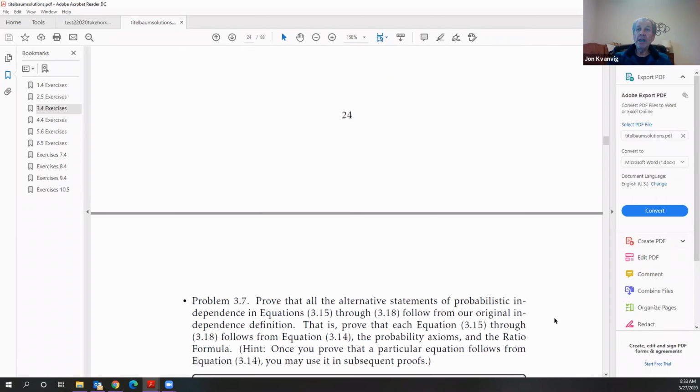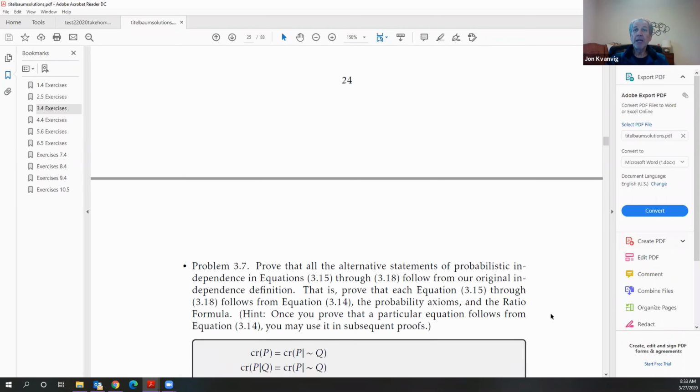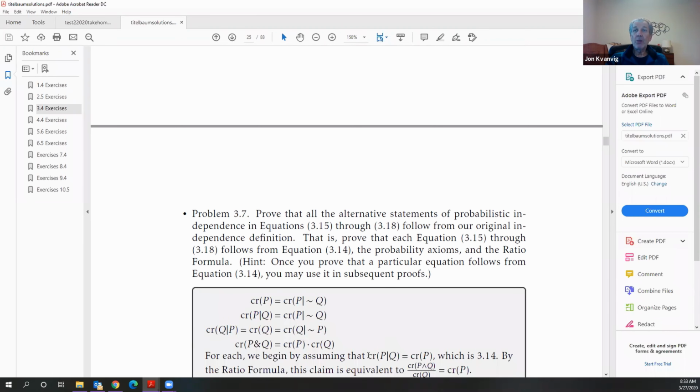All right, independence. Probabilistic independence is defined in 3.14 this way: the credence for P given Q is the same as the credence for P. That's what it is for P to be independent of Q. Now, it turns out that there are a number of different, logically equivalent ways to say that, and the numbered claims in question are these first four lines. So that's 3.15, this one's 3.16, then 3.17, and 3.18.